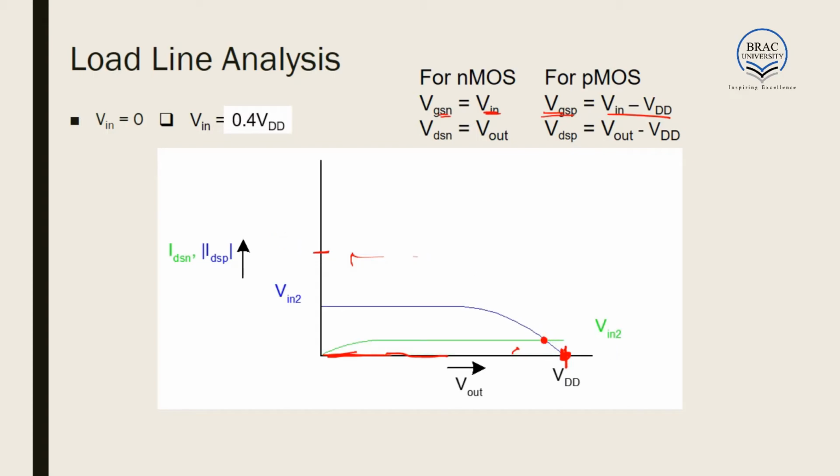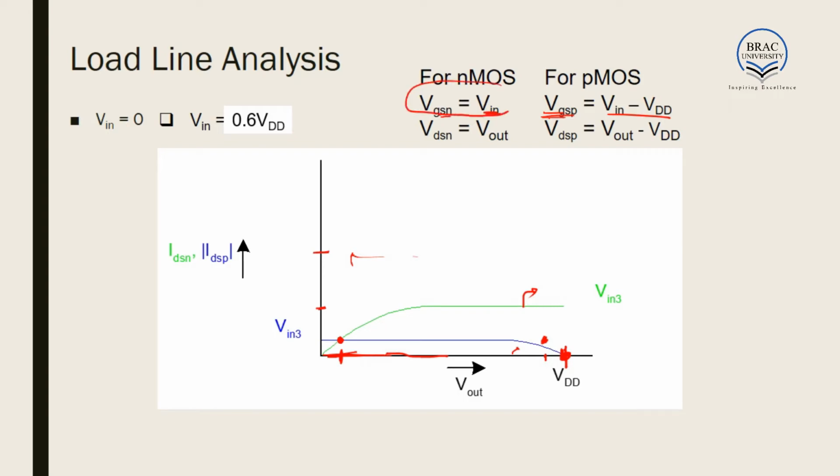Now if we increase the Vin any further, what would happen? We have seen that the current level of PMOS has further decreased due to decrease in VGSP, and the current level of NMOS has increased. As a result, they meet here. At this point, the current in the NMOS and PMOS are equal. As a result, Vout further decreases. When we change Vin to 0.6 volts, we see that the current in NMOS has risen by a great amount, and the current in PMOS has fallen down by a great amount, and we get the output here.